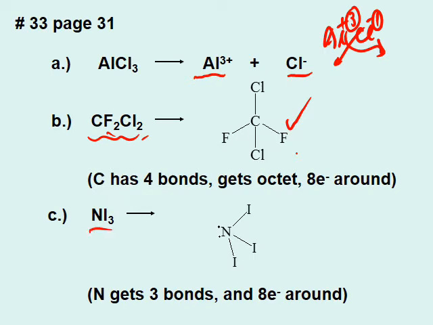The third one also is fairly easy, nitrogen with 3 bonds and 1 unshared electron pair. We already mentioned that neutral nitrogen must get 3 bonds and a pair of electrons. That gives 8 electrons around nitrogen. So this is the answer to part C. I think this is problem number 33.